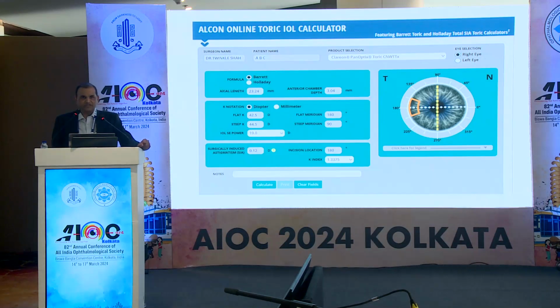So among the different calculators available at present is the Alcon toric calculator, which has two other benefits, the Barrett and the Olade, and it can also give the predicted and the measured one. The only problem is you have to get the spherical power from the other machine.